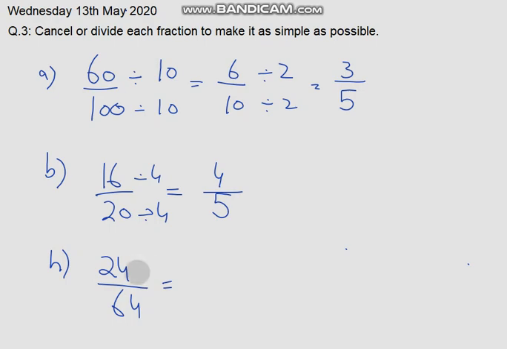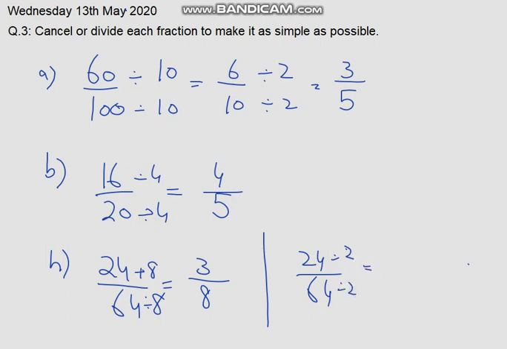So 24 divided by 8 and 64 also divided by 8. 8 3s are 24 and 8 8s are 64. This 3 and 8 is the simplest form of 24 and 64. If you divide by a small number, like dividing 24 and 64 by 2, just check what happens. 2 12s are 24 and 2 32s are 64.